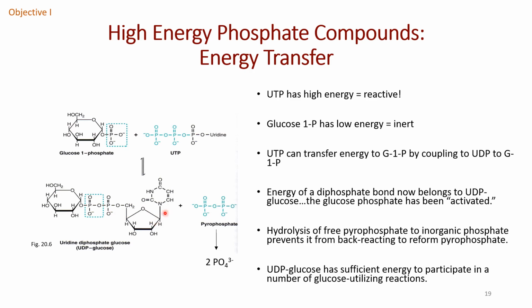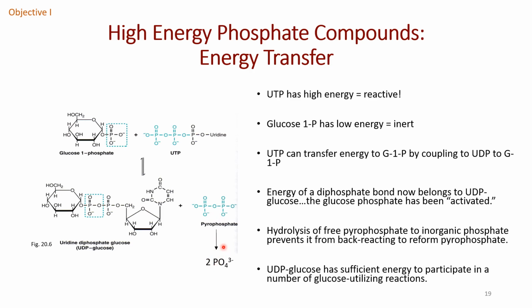Okay, so UTP has a lot of energy, UDP glucose has a lot of energy. What's going to prevent these two from just immediately back reacting and forming the UTP? What happens? Well, the cell's pretty smart. The cell says right now this pyrophosphate has an awful lot of energy and it can back react to give us the starting material. So the cell will say, I'm going to hydrolyze. I'm going to add water across this so I break that phosphoanhydride bond and I'll have two inorganic phosphates.